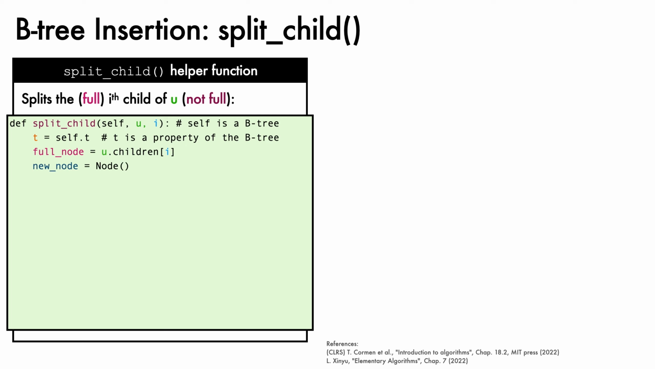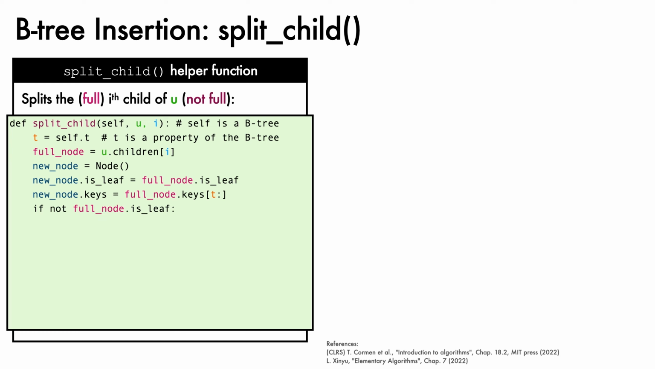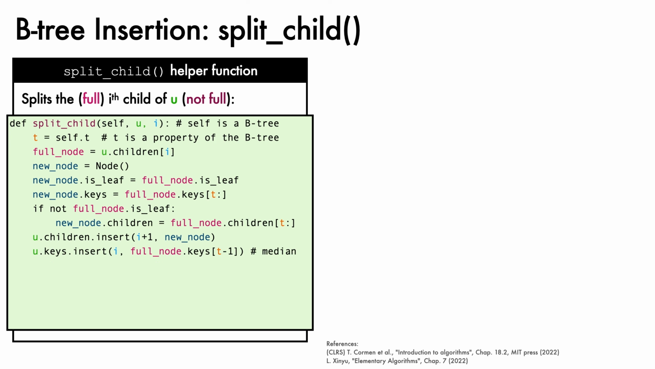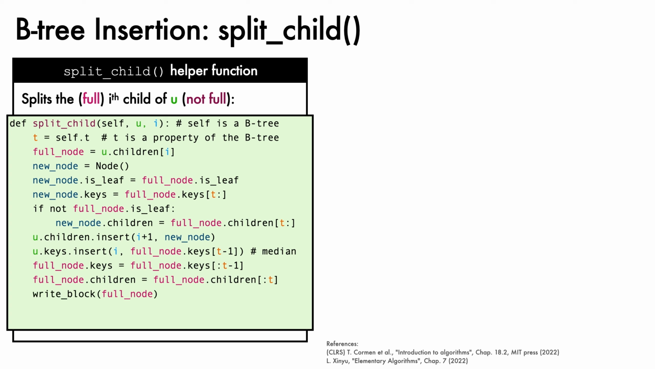Next, we create a new empty node and set its leaf status to match that of the full node. We give the new node the set of keys larger than the median key from the full node, and if the full node was not a leaf, we also give the new node its corresponding children too. Then we insert the new node as the i+1th child of U, and insert the median key of the full node into position i. All that remains is to update the full node so that it holds only the lower t-1 ranked keys of the keys it held previously, and the corresponding t children. Last, we perform block writes for the full node, the new node, and U, so that their updated state is stored on disk.